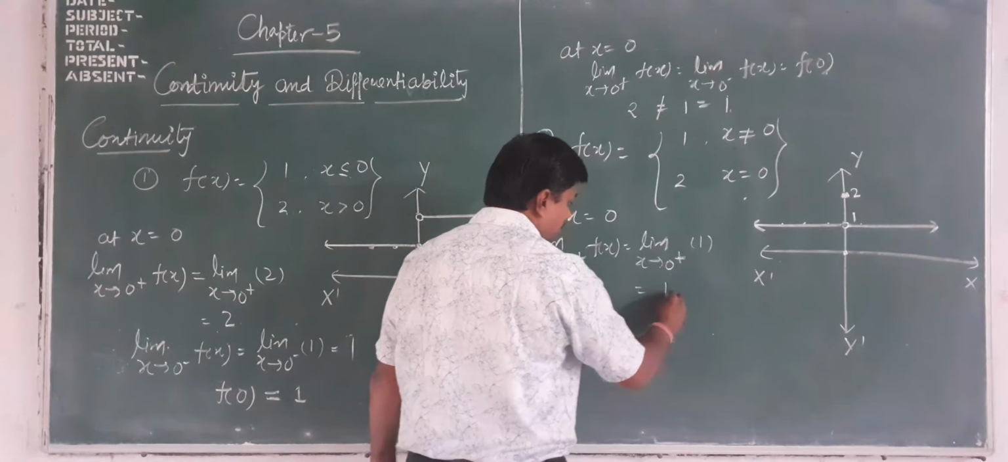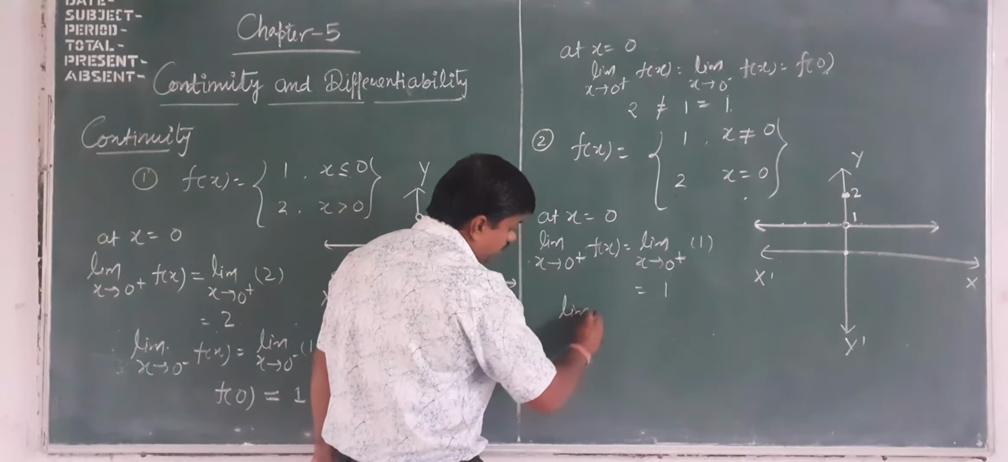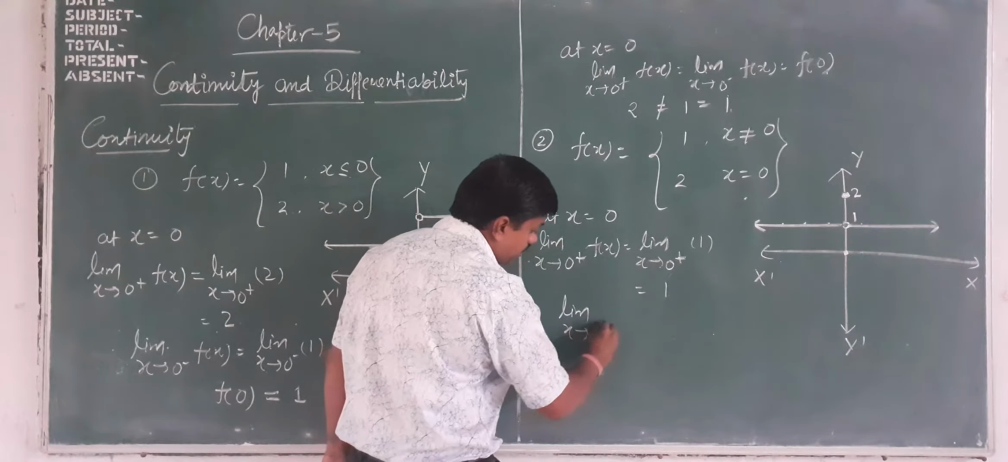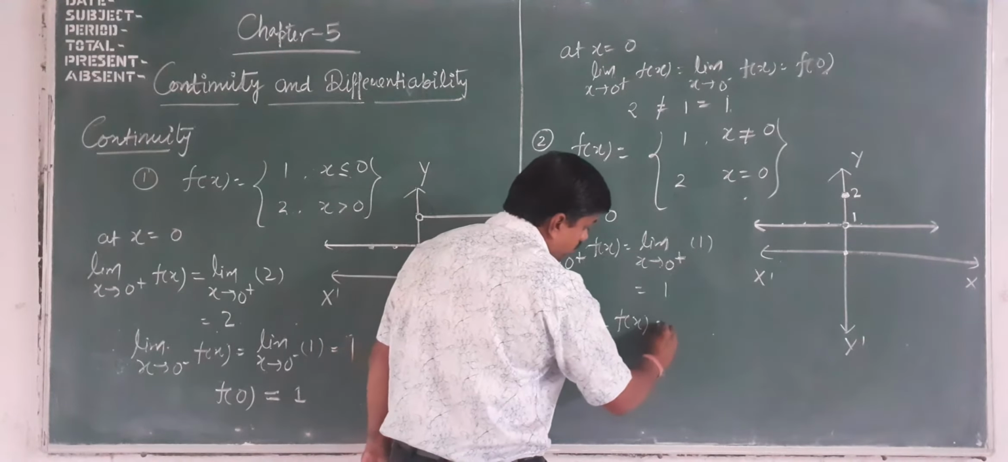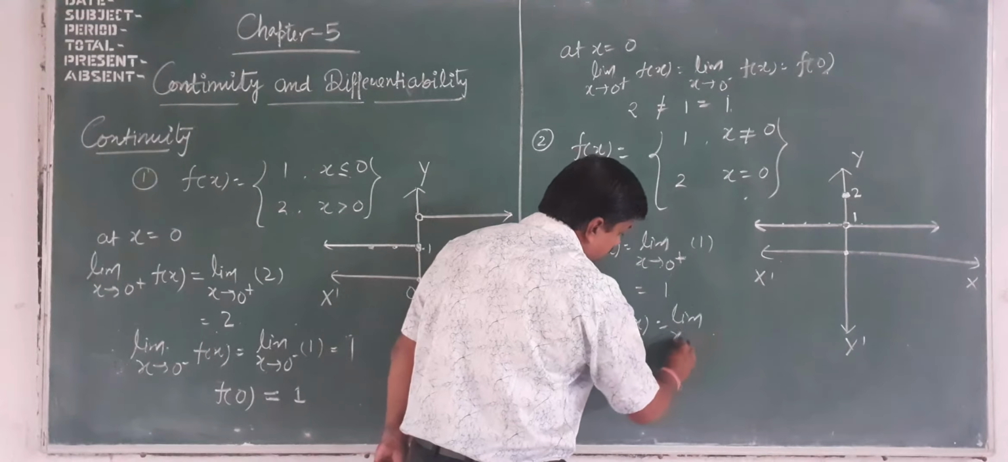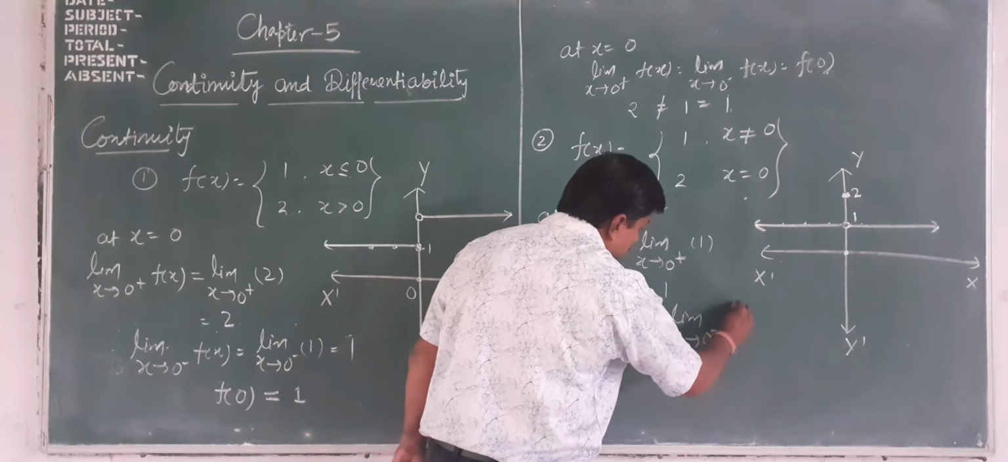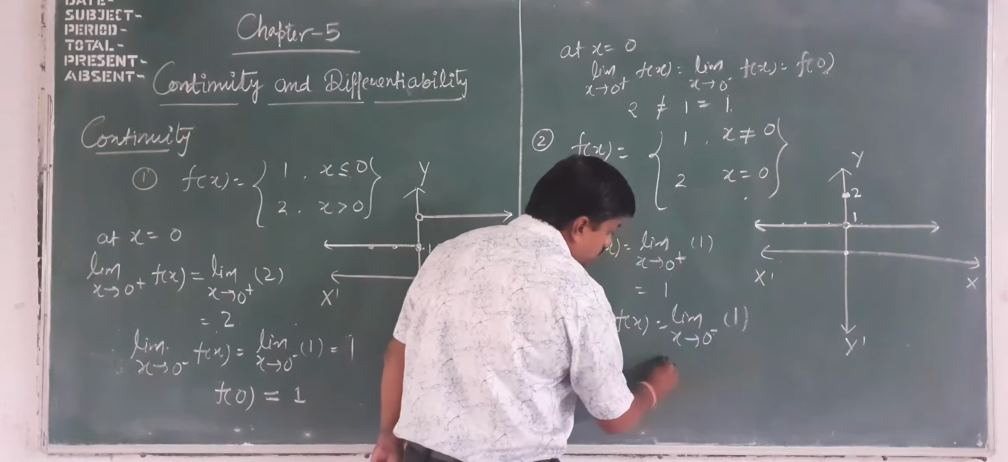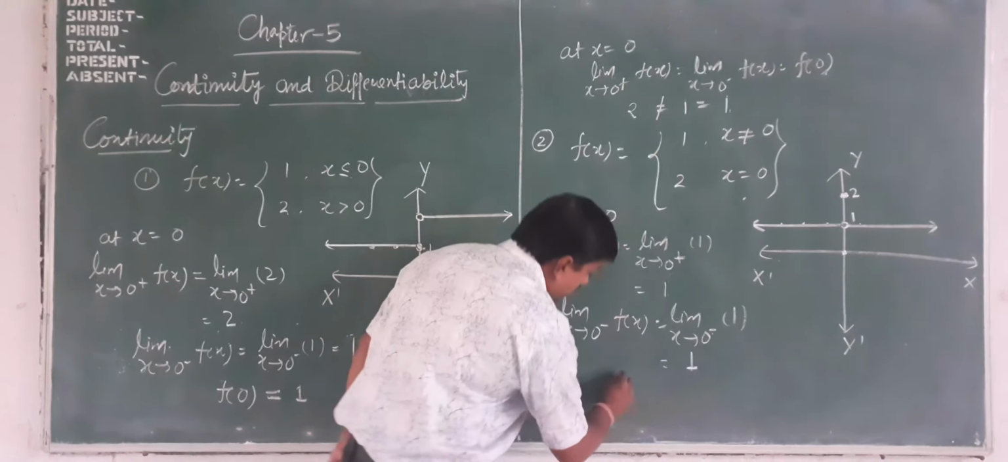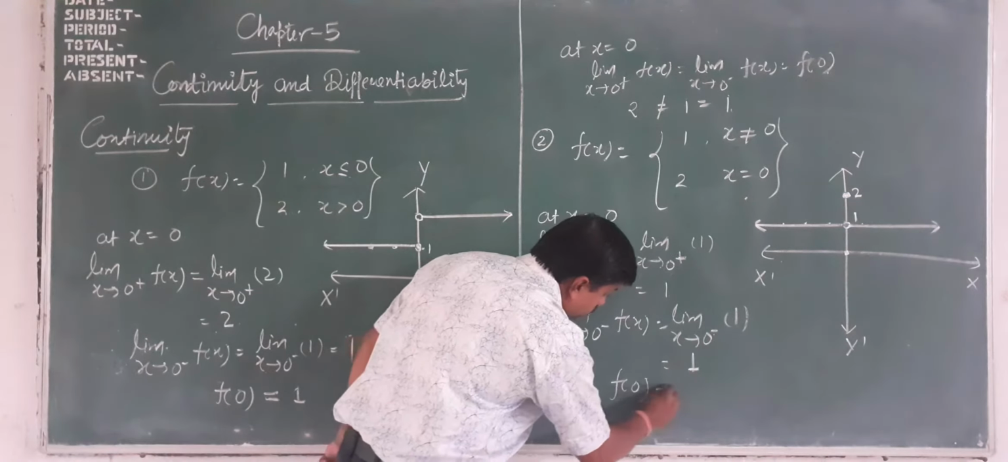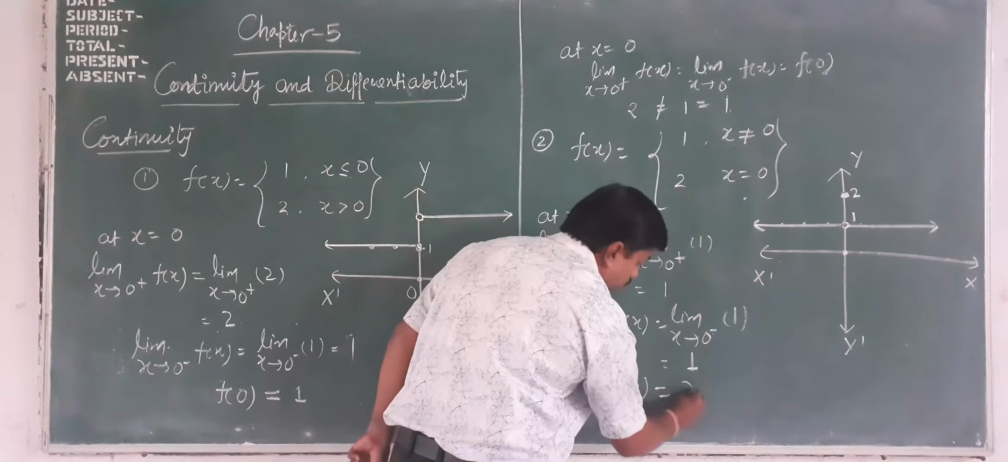So this is 1. Similarly, limit x tending to 0 minus f(x) is also 1. So this is 1, and the value of the function at x equal to 0 is 2.